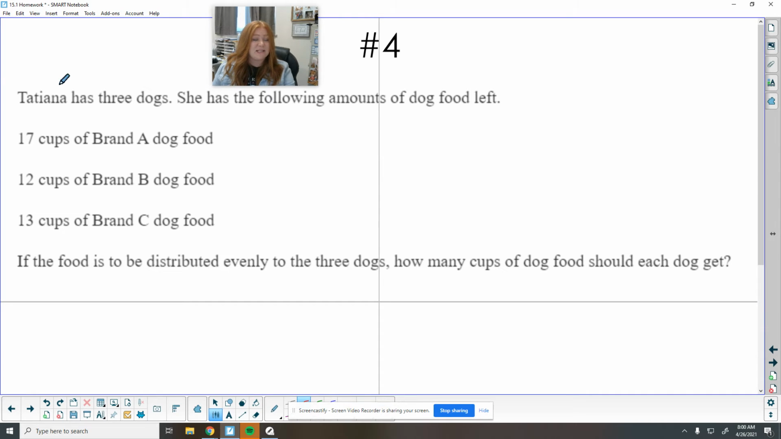Number 4 says that Tatiana has 3 dogs. She has the following amounts of dog food left. So this much of A, B, and C. The food is going to be distributed evenly to the 3 dogs. How many cups of dog food should each dog get? So we want to combine all of our dog food together. And then we want to split it or distribute it to the 3 dogs. We're going to put our dog food together and then give it to the 3 dogs.